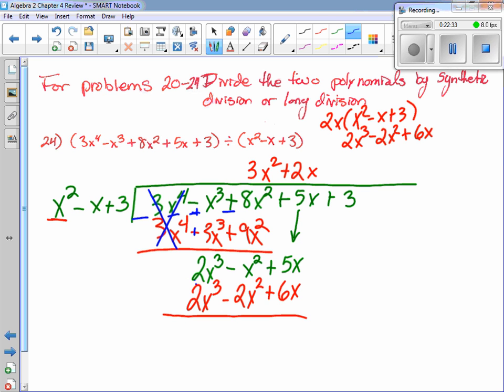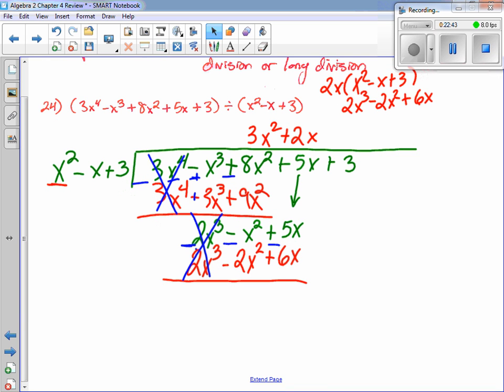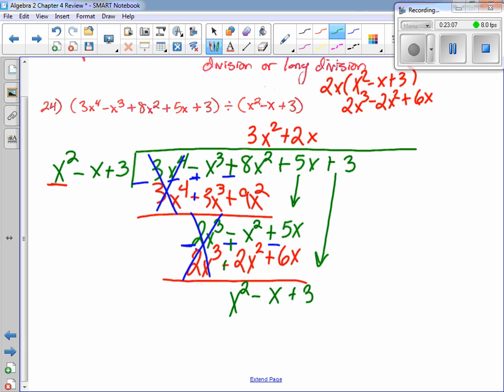And again, we're going to do what? We're going to subtract. So 2x cubed minus 2x cubed, this would cancel out just like we wanted. Negative x squared minus negative 2x squared. Well, this negative and negative would make a positive. So we have negative x squared plus 2x squared, which would leave me with x squared. 5x minus 6x, negative 1x. And then we bring down the plus 3.